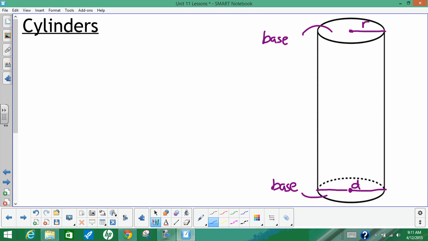A cylinder is also going to have a height, and similar to a prism, the height is the distance between the two bases. So sometimes you'll see these cylinders turned over on their side. The height is always the distance between the two bases. It doesn't matter if it's going up or down. It's just how far apart those two circles are. Same thing with the prisms.